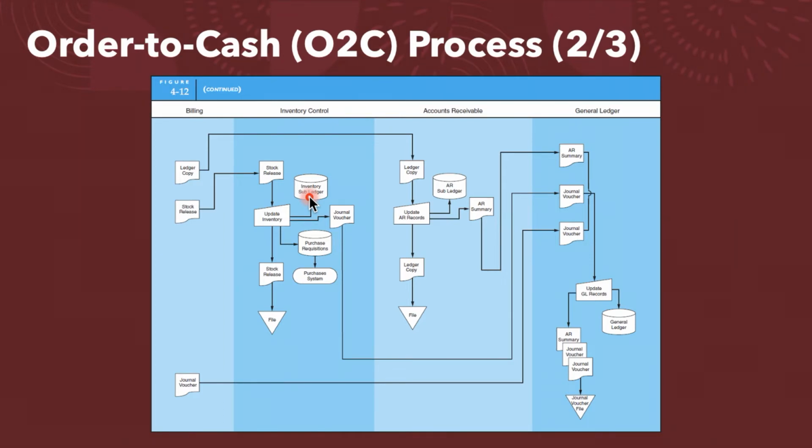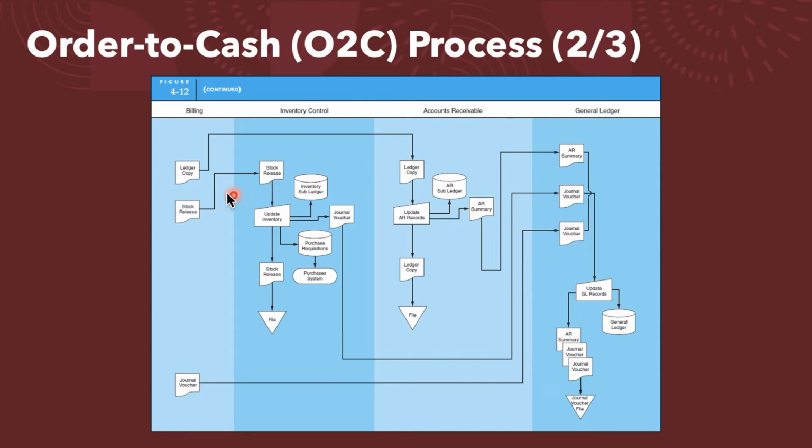Okay? Now, of course, in updating the inventory, the inventory control will provide a journal voucher that will be forwarded to the general ledger. Okay? And then, of course, they update the purchase requisition, in case we need to close any open purchase requisitions. Okay? And of course, the stock release will be filed in the inventory control. Okay? Now, the journal voucher coming from the billing, related to accounts receivable, they will forward that as well.